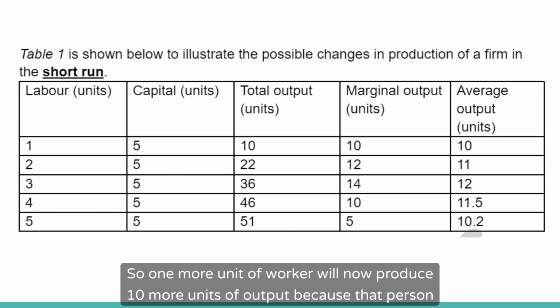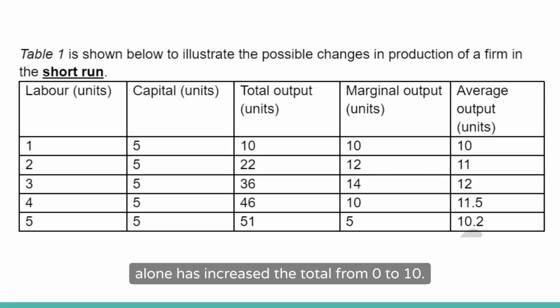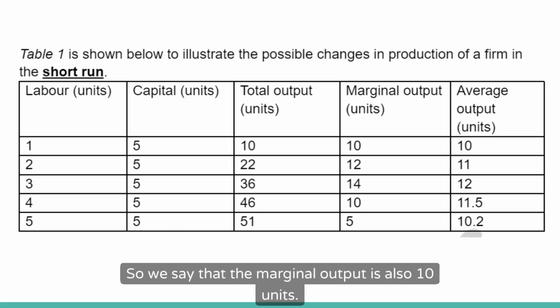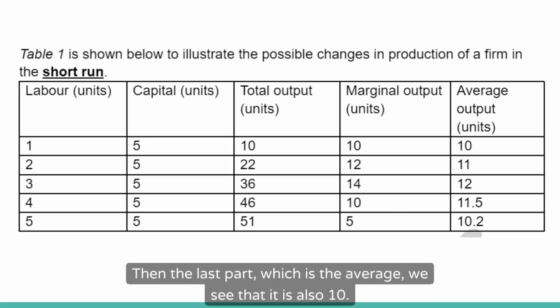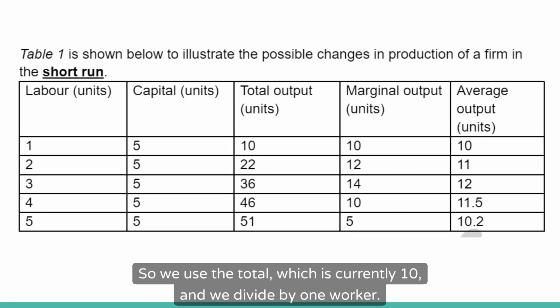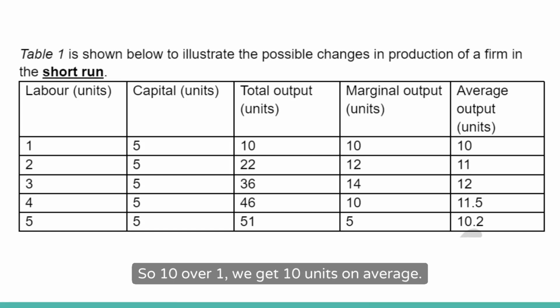So one more unit of worker will now produce 10 more units of output because that person alone has increased the total from 0 to 10, right? So we say that the marginal output is also 10 units. Then the last part, which is the average, we see that it is also 10. So we use the total, which is currently 10, and we divide by one worker. So 10 over 1, we get 10 units on average, right? So that gives us the average.